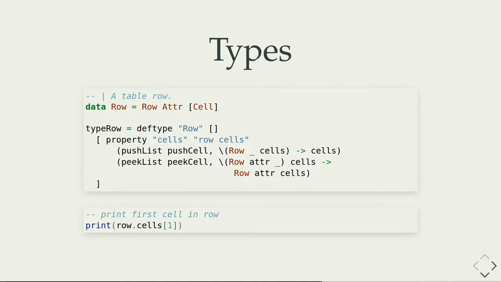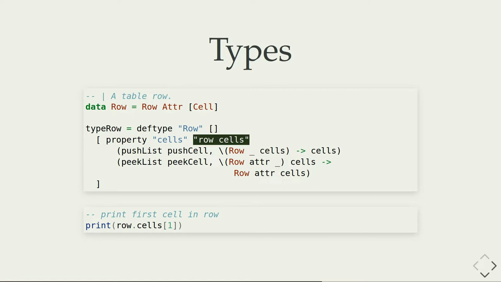Here's some code from Pandoc, and we're going to look at a row, like a table row, which can have attributes and then a list of cells in that table row. And to make it usable, we just define a new type, which we call row, and we say, okay, it has a property called cells, and we also add a description, which we can use when we generate documentation for this.